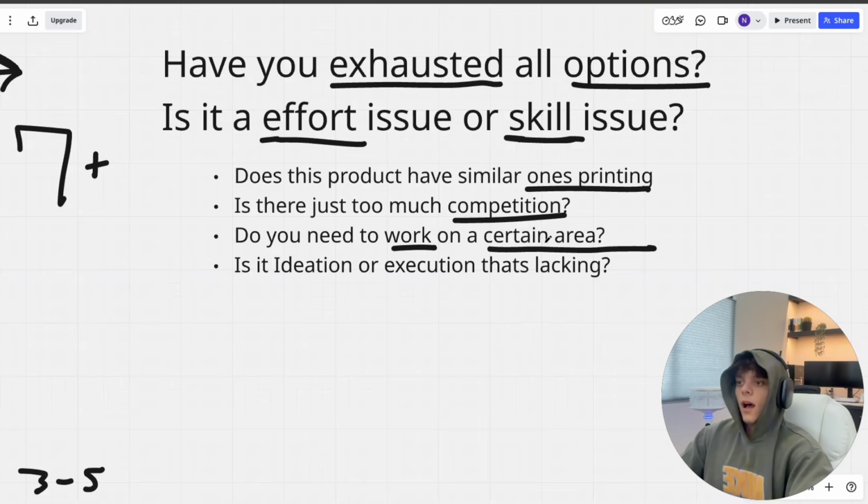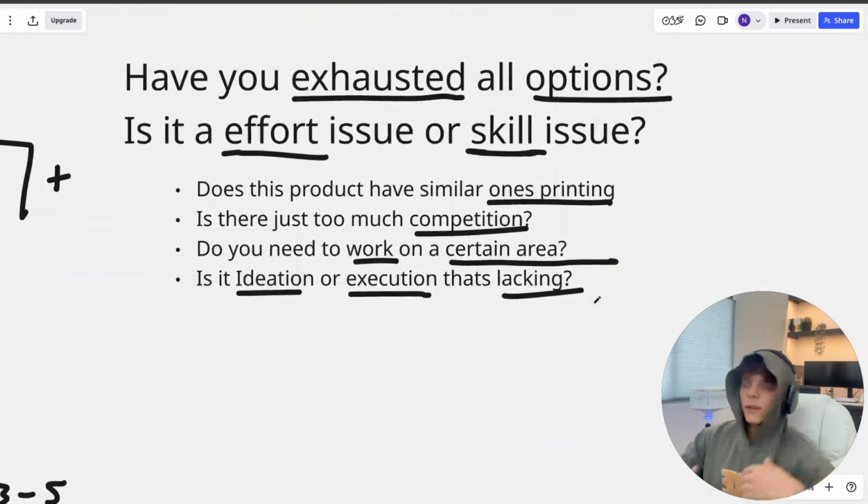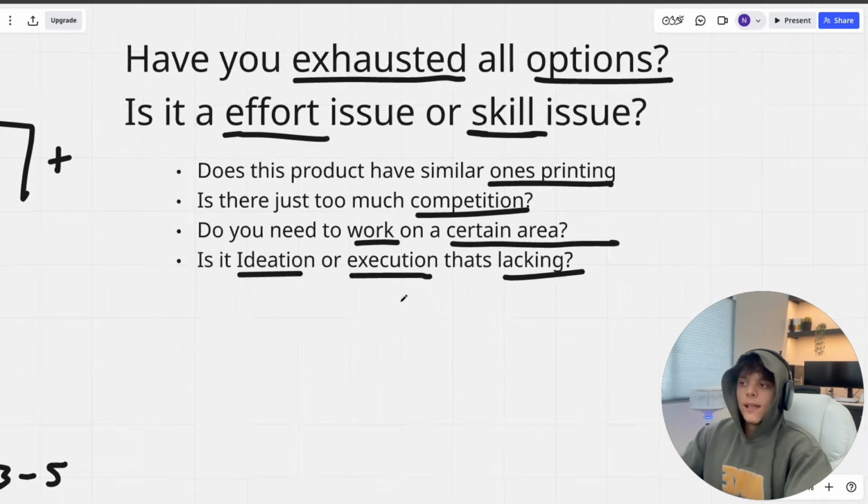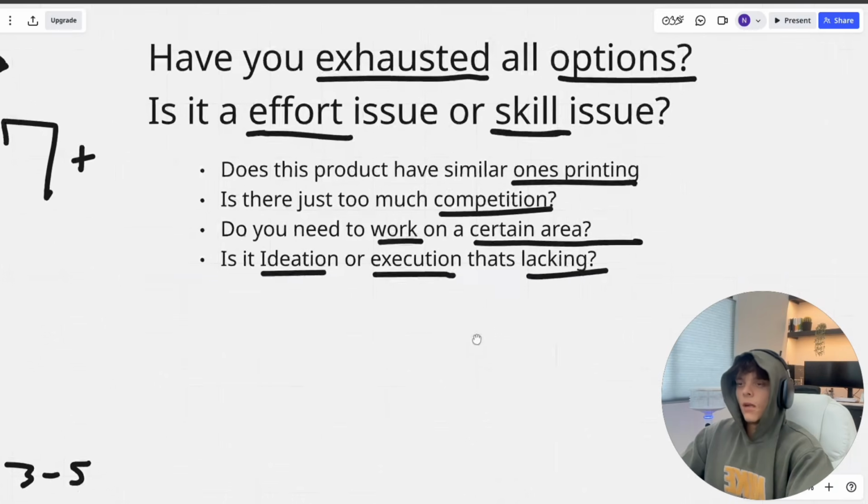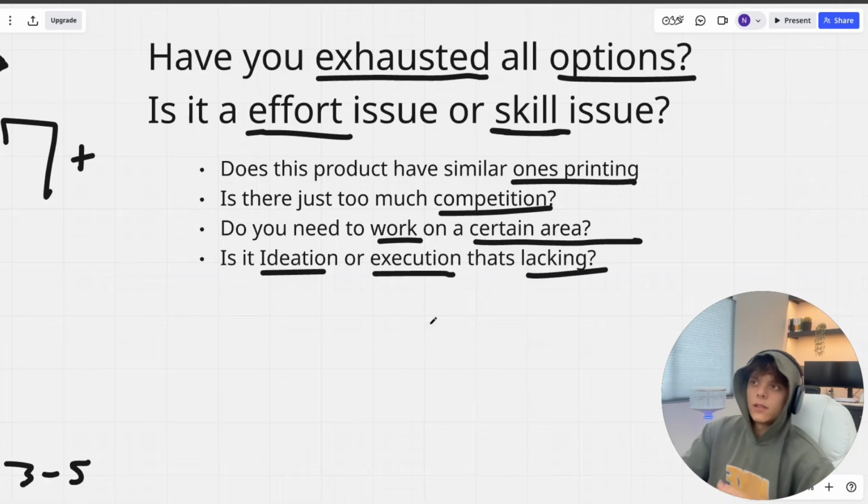In my opinion, is it ideation or execution that's lacking? Do you have a plethora of ideas? Are you doing research, like, okay, this is how I can market it, I can try this, I can try that? Or do the ads actually not look good, or not feel good enough to sustain scale? You need to ask yourself all these questions and really understand why it's not working right now, so you can understand what you need to fix.